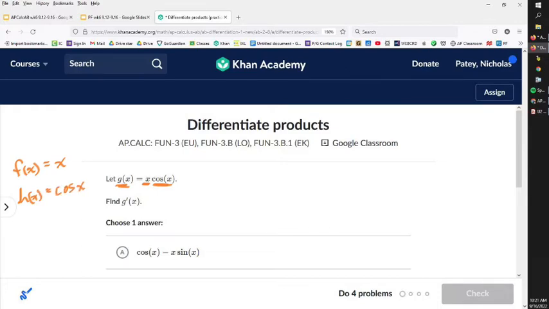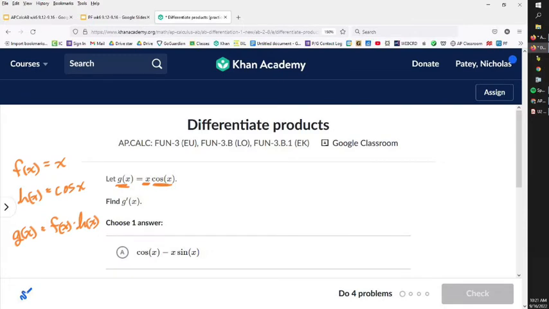So I can make g by saying f of x times h of x. You guys see that? Those are my two functions. I can make g by taking those two functions and multiplying them to each other.